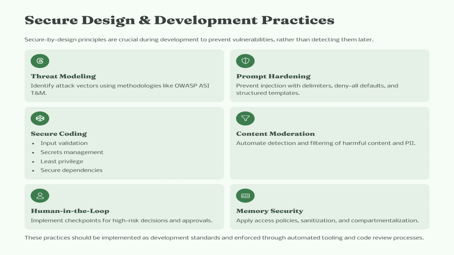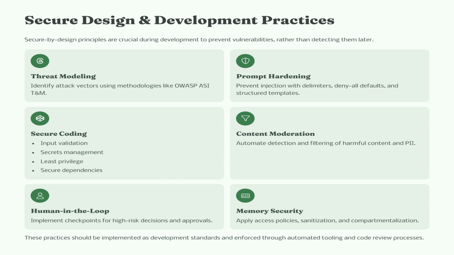Building on our previous discussion about the continuous nature of security for agentic applications, it's essential to focus on secure design principles during the development phase. Embracing these principles means we aim to prevent vulnerabilities right from the start, rather than attempting to detect them later. To do this effectively, we employ threat modeling to identify potential attack vectors. Techniques such as input validation and secrets management are vital, as is ensuring least privilege access and managing secure dependencies. Additionally, content moderation plays a key role in automating the detection and filtering of harmful content and personally identifiable information.